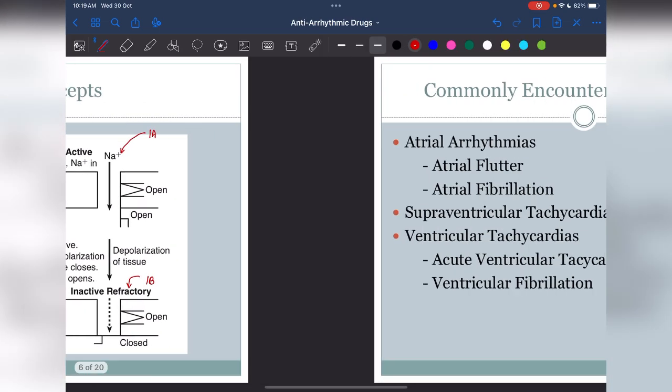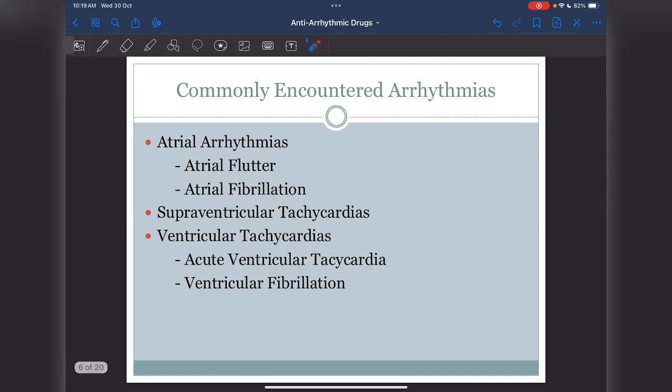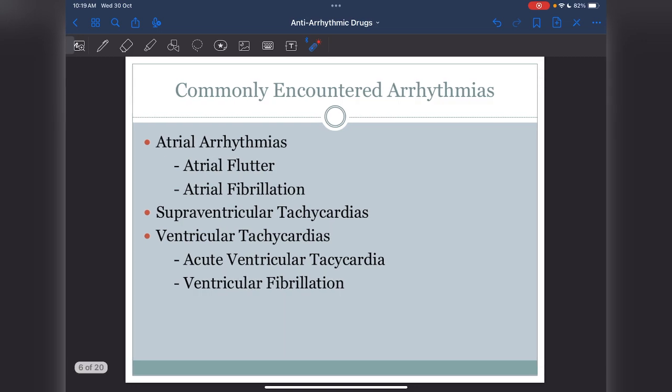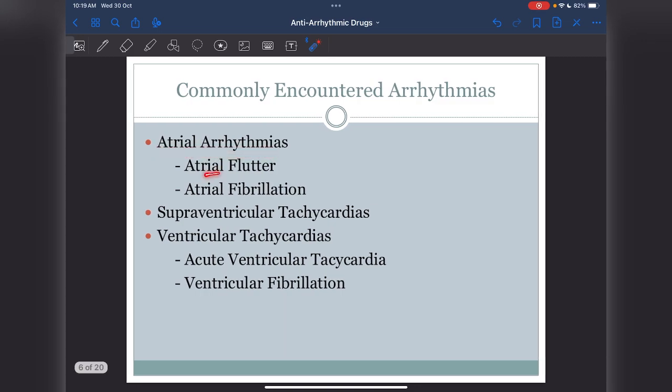Next, let's come to what are the commonly encountered arrhythmias. You just need to know some names in case somebody asks you these in viva, or you get a question about elaborating the different types of arrhythmias that are there. There are atrial arrhythmias, in which there is atrial flutter and atrial fibrillation. There are supraventricular tachycardias, where the ectopic focus is superior to the ventricles, and there are ventricular tachycardias, where we have acute ventricular tachycardia as well as ventricular fibrillation.